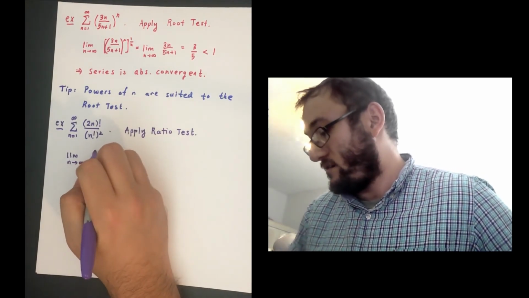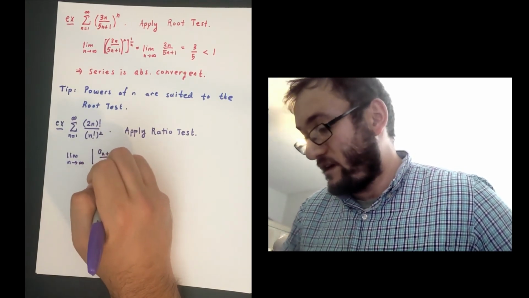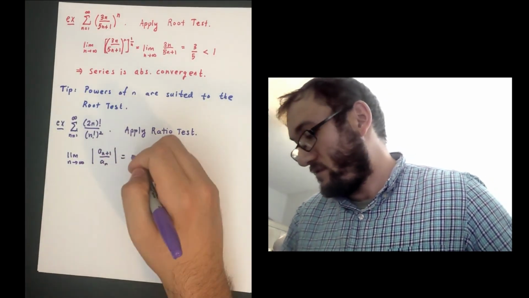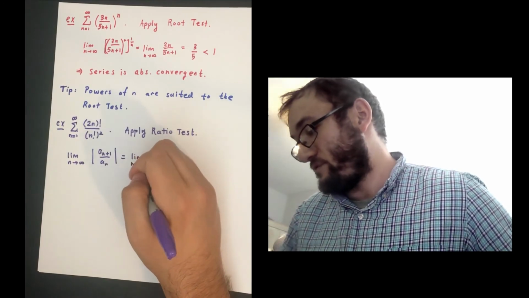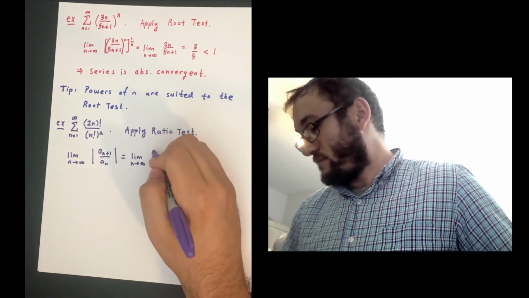We're going to take the limit as n goes to infinity of a sub n plus 1 divided by a sub n. This is equal to the limit as n goes to infinity of 2n factorial.